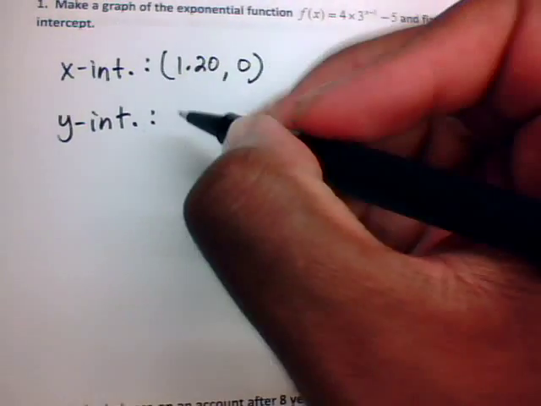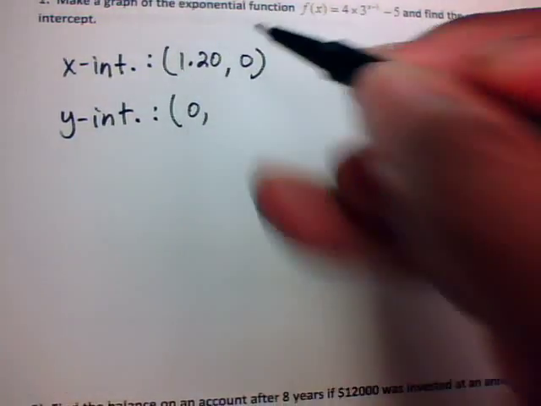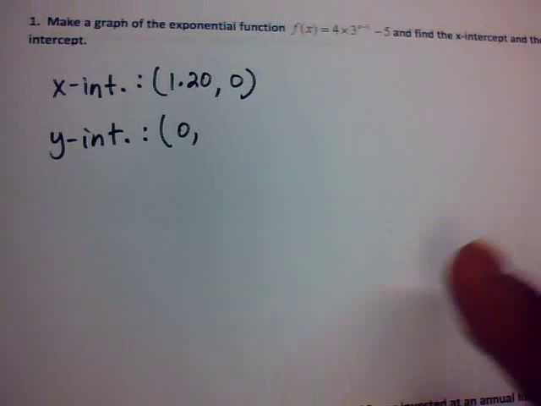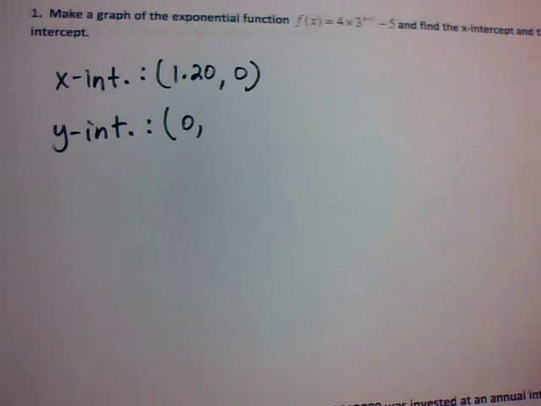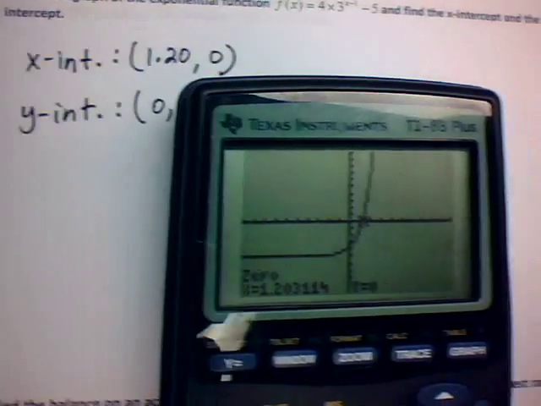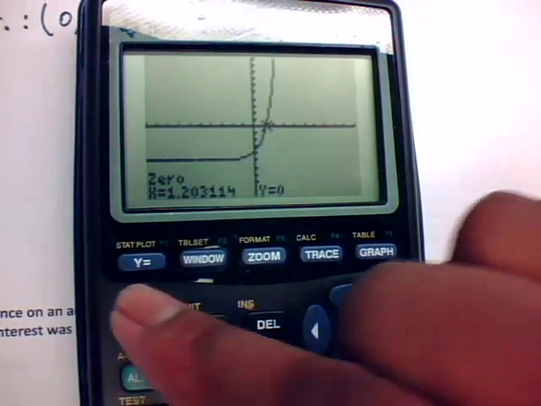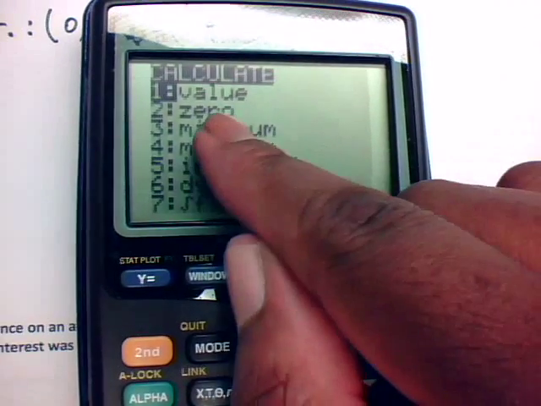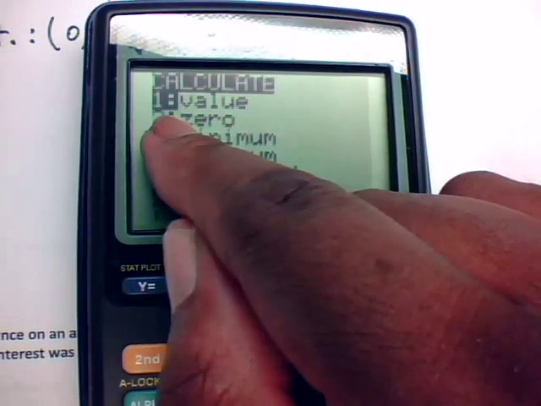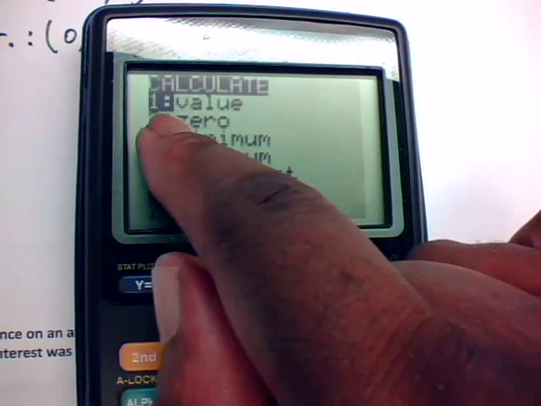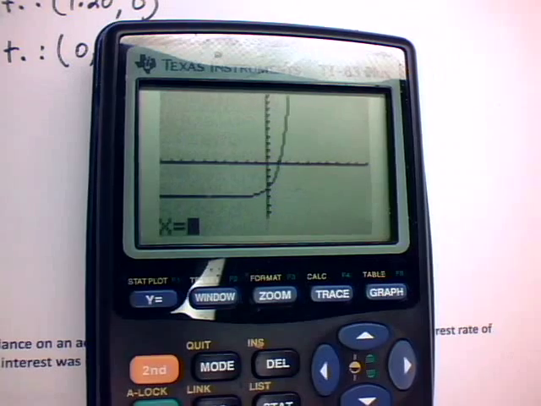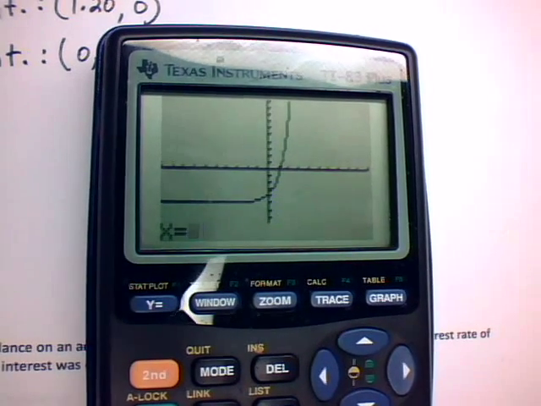The y-intercept is always going to be the point where the graph crosses the y-axis at x is equal to 0. So we know at x is equal to 0, we want to find out what that y value is going to be. In this case, we're going to press second and trace. And we're going to select number 1 for the value, because we want to find what the y value is when x is equal to 0. So we're going to select number 1. And our x value is going to be 0.